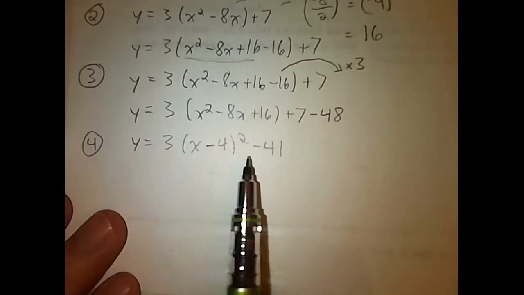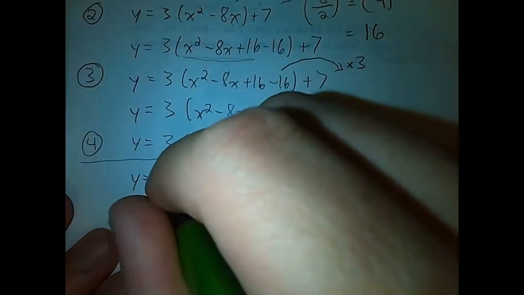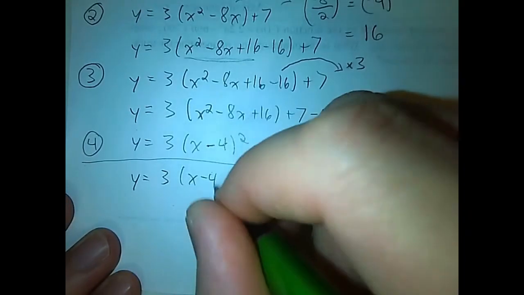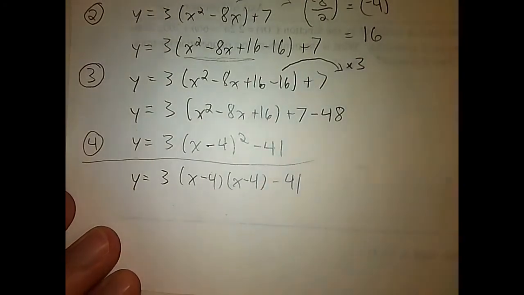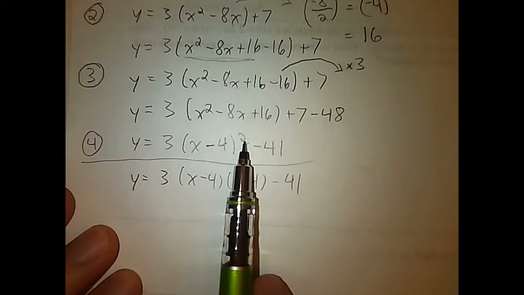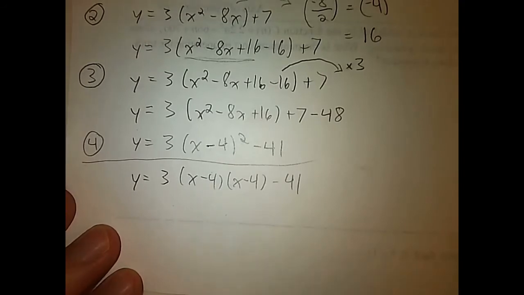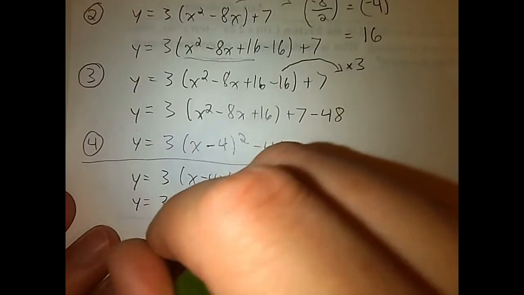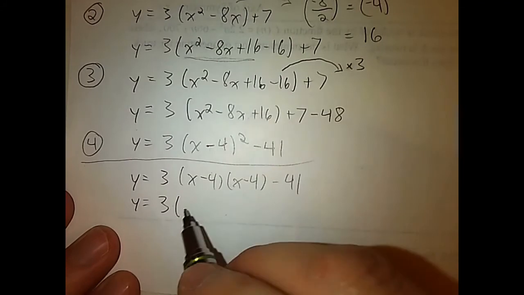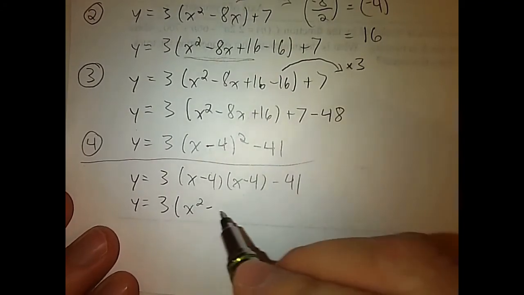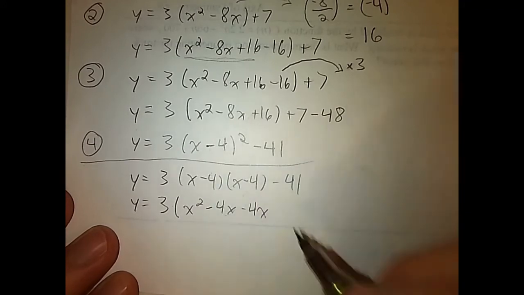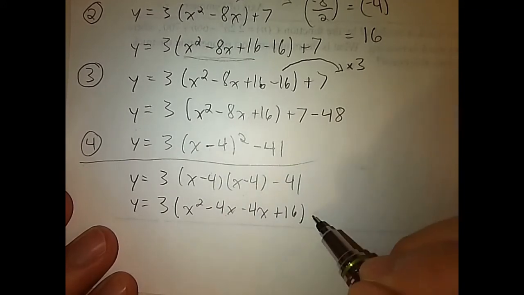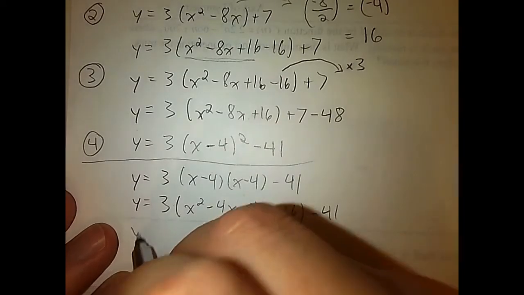If I were to expand this out, put a little line there, I would get 3 times x minus 4 squared minus 41. Don't worry, this x minus 4 squared is the same as x minus 4 times x minus 4. So if I were to FOIL this, I would get x squared minus 4x minus 4x. Negative 4 times negative 4 is positive 16 minus 41.